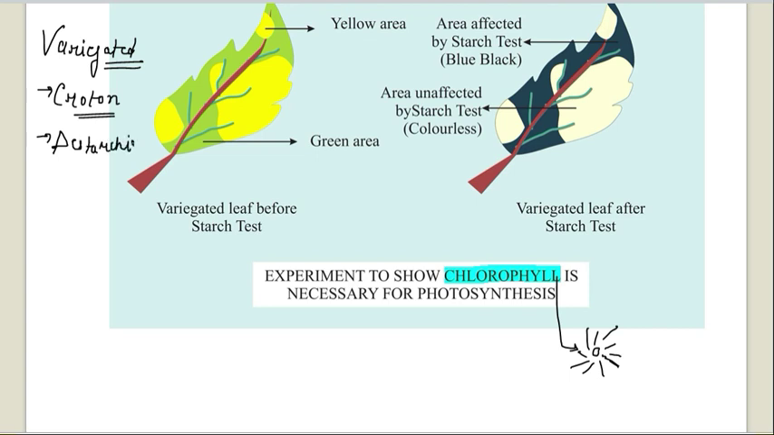De-starching we have discussed, so you all know what de-starching is. After that the second step is re-starching. Again you all know what re-starching is. The next step is to pluck the leaf.